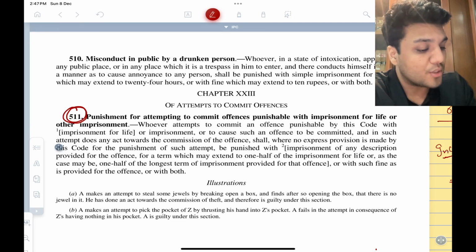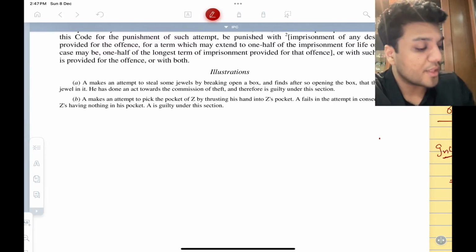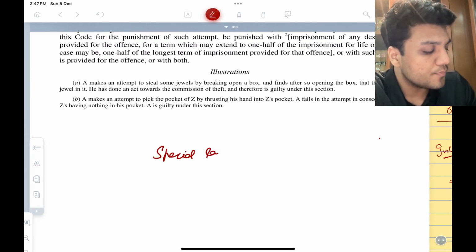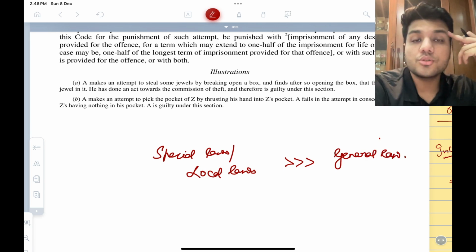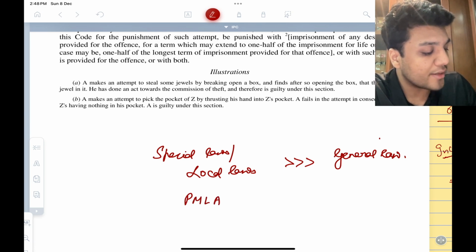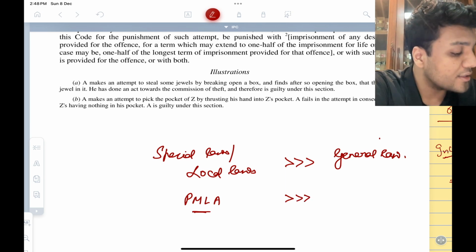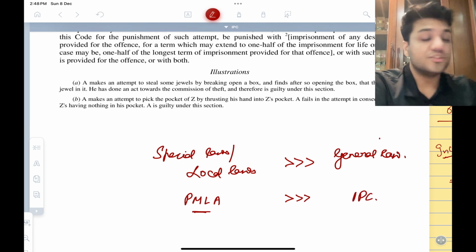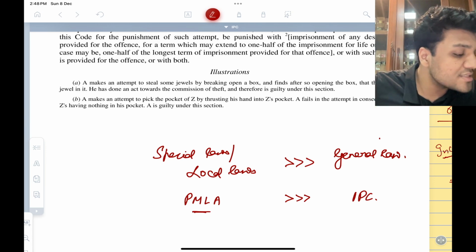As we all know, attempt under section 511 is the general law of attempt, and the principle of law is that special laws or local laws will always trump general laws, right? For example, when it comes to the prevention of money laundering, the provisions of the PMLA, the Prevention of Money Laundering Act, will always supersede the concurrent or similar provisions provided for under the IPC. That is because special laws always trump over general laws. Specialized laws, local laws will always trump over general laws. Similar is the case here.